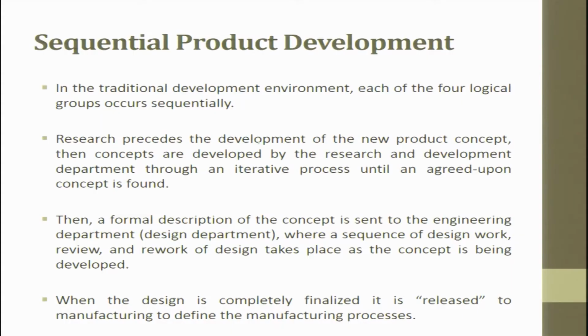The research precedes the development of a new product concept, then the concepts are developed by the research and development department through an iterative process until an agreed upon concept is found. Then a formal description of the concept is sent to the engineering department, where a sequence of design work, review and rework of the design takes place as the concept is being developed. When the design is completely finalized, it is released. So, releasing of the product drawing to manufacturing is a big event which happens in product development.